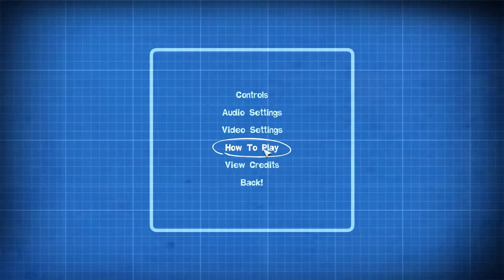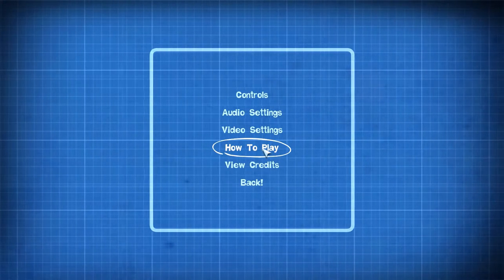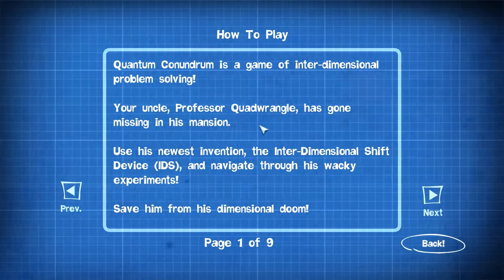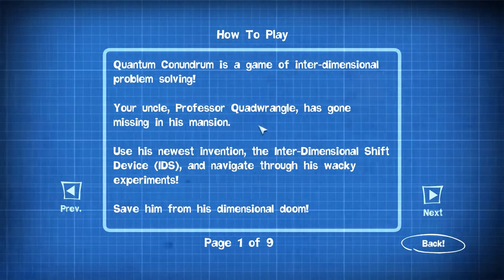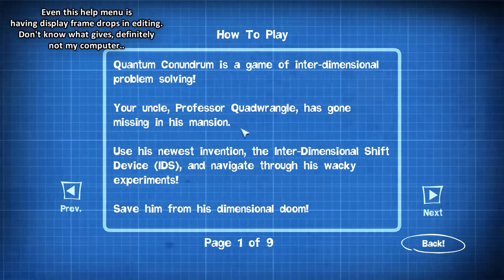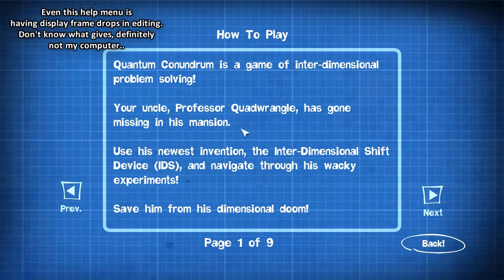I'm actually recording this in 1080p now, just to try it out, because I've been having some editing issues with 1080p 60fps, where it keeps lagging and freezing and crashing Vegas Pro and stuff. So hopefully that won't happen, and yeah, let's just start reading How to Play.